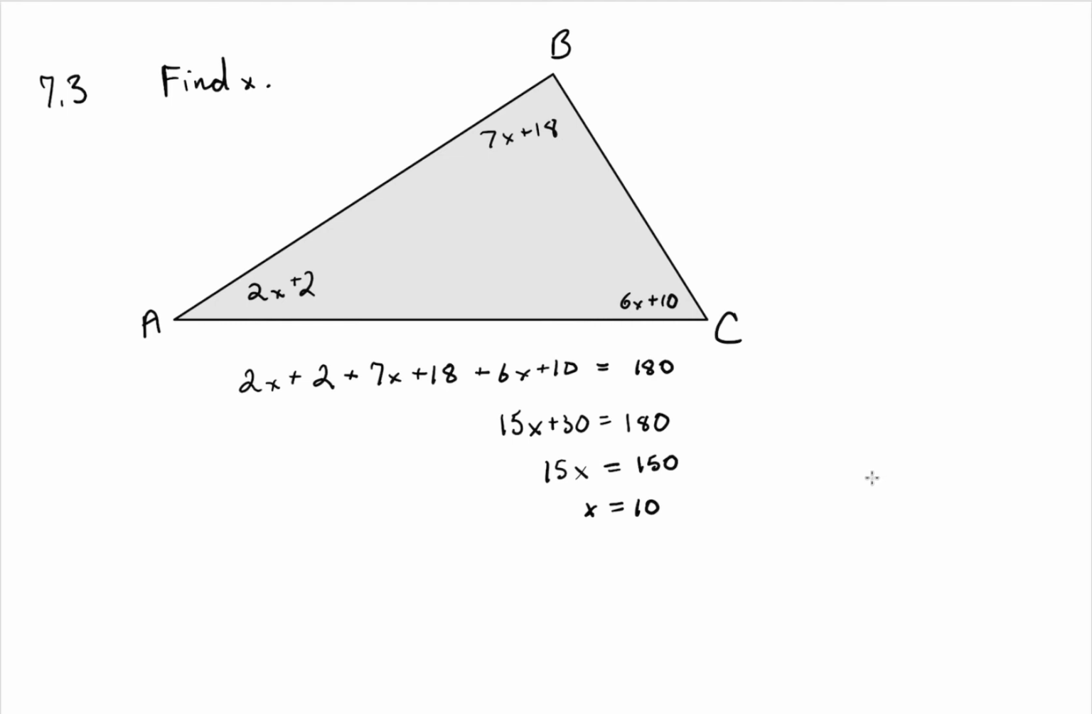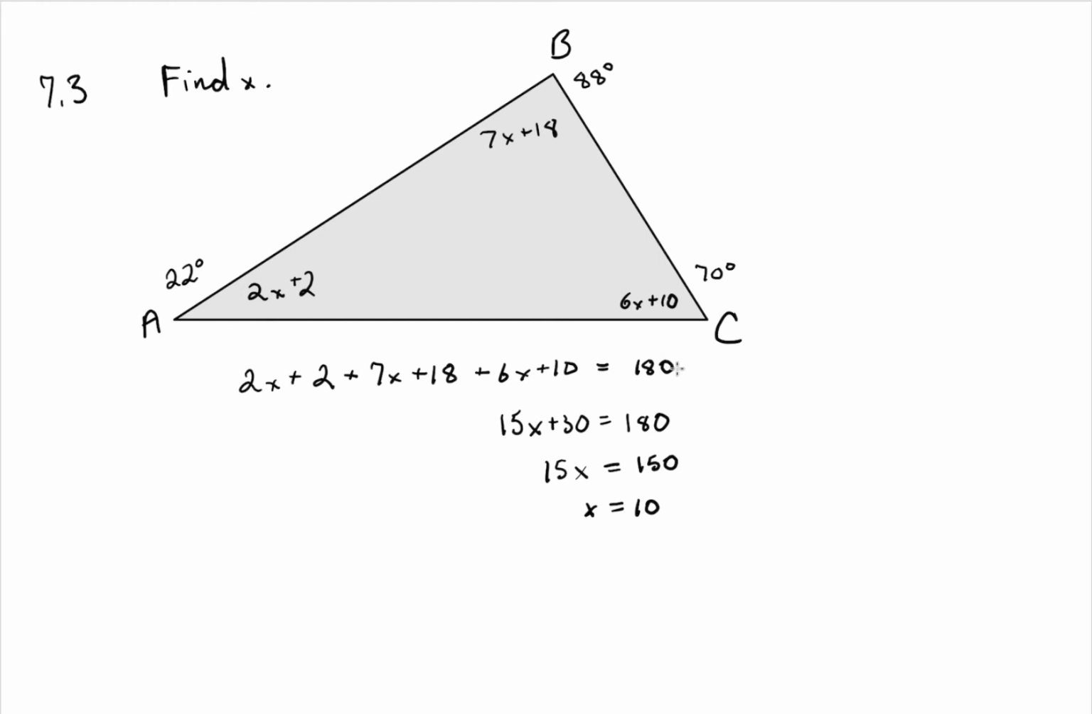Okay? So now if we wanted to, we could go back and find the value here. 2 times 10 plus 2, A is 22 degrees. My pen is just not doing right today. All right, 7x, that's 70 plus 18, so that's 88 degrees. And 60 plus 10, that's going to be 70 degrees. And if we add these up, 88 plus 22 is 110, plus 70, that's 180. Okay? Easy peasy. We just have to take what we know from geometry and apply it to what we see.